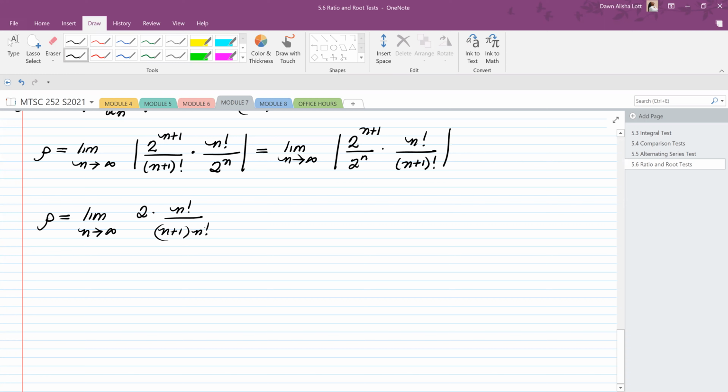Times n factorial. So now you can easily see the n factorials go. So this is the limit as n approaches infinity of 2 over n plus 1, and that limit is 0. Aha! 0 is less than 1. So we have rho is less than 1. So that implies this series converges. Now, what it converges to, we don't know, but we do know it converges.